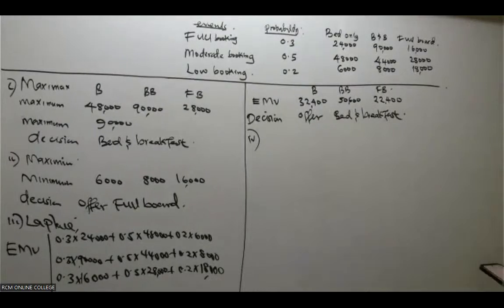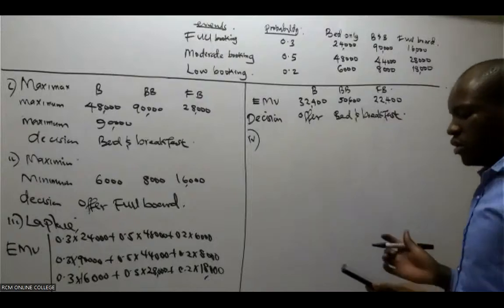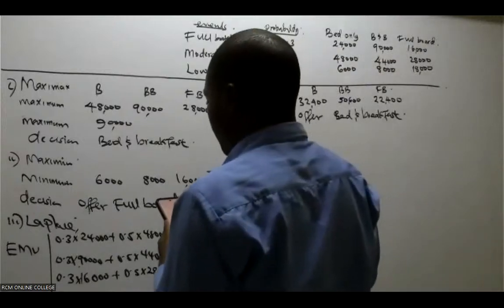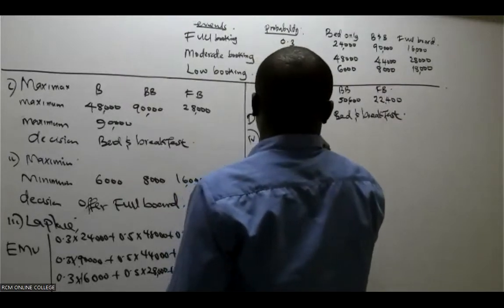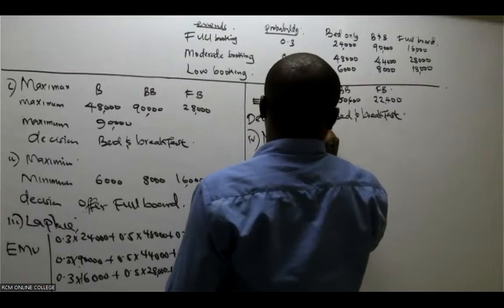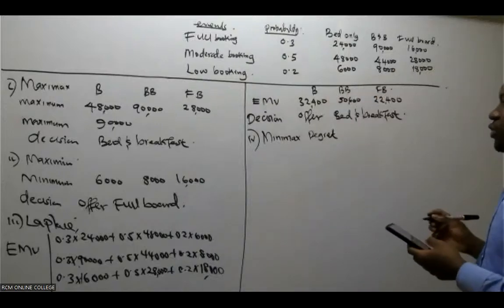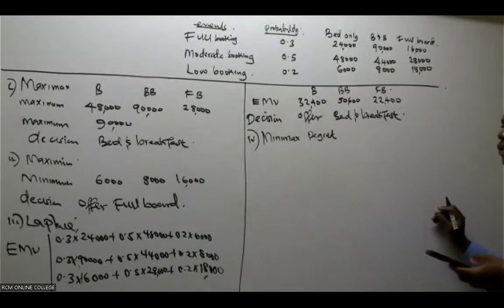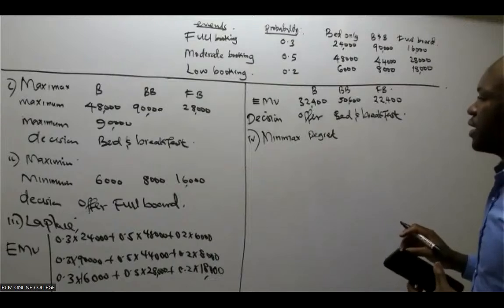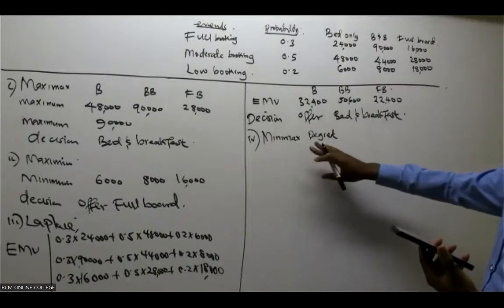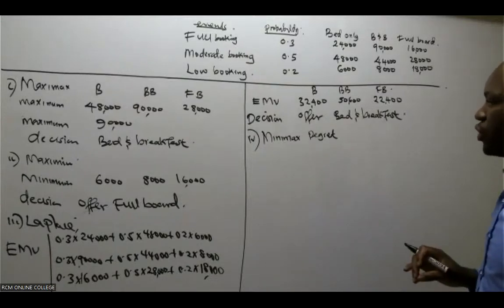What are we supposed to do for Roman 4? Roman 4, there is something that we are leaving out. We are looking for what you call minimax. We have been told to minimize. Minimax regret criterion. So minimax regret criterion here is basically what we are going to use to get what we are not having here. The one that will be giving you the lowest regret or the lowest loss is what we are going to pick.